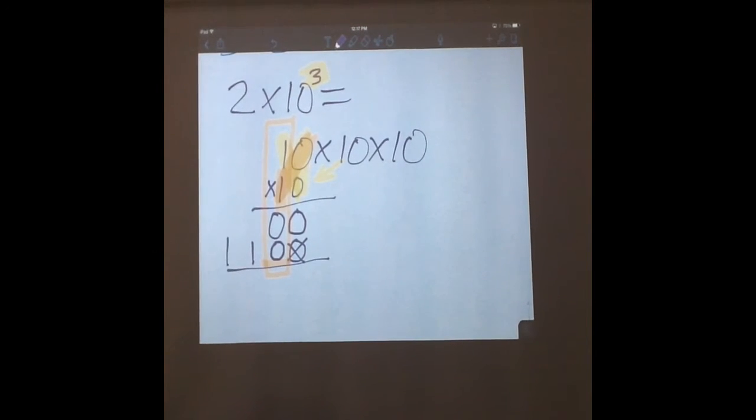Now we're going to add them together. And what do we have? 0 plus 0 is 0. 0 plus 0 is 0. And 1 plus, there's a 0 up there too, right? 1 plus 0 is 1. So now we know 10 times 10 is 100. Let me rewrite 10 times 10 over here.